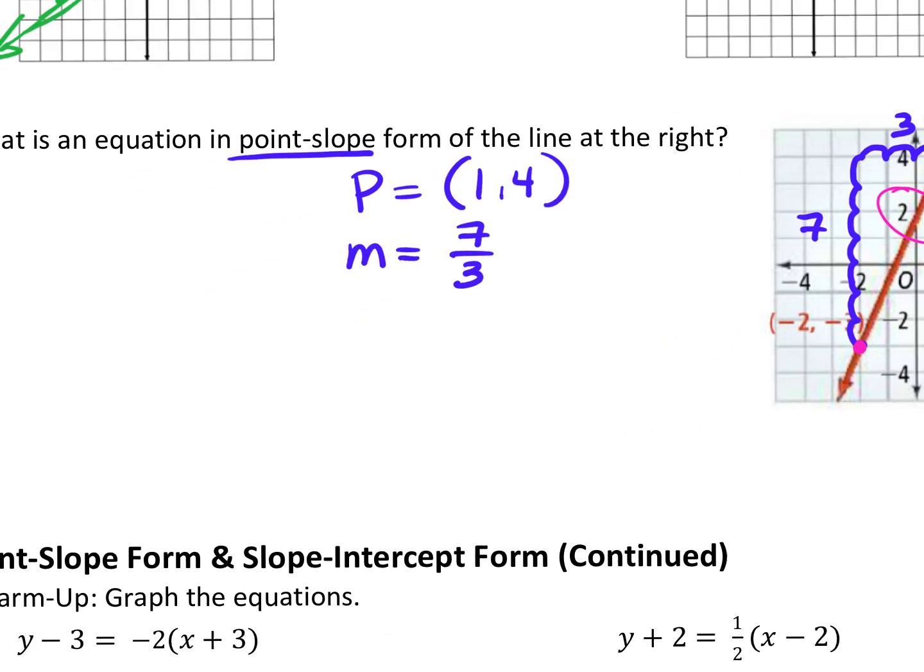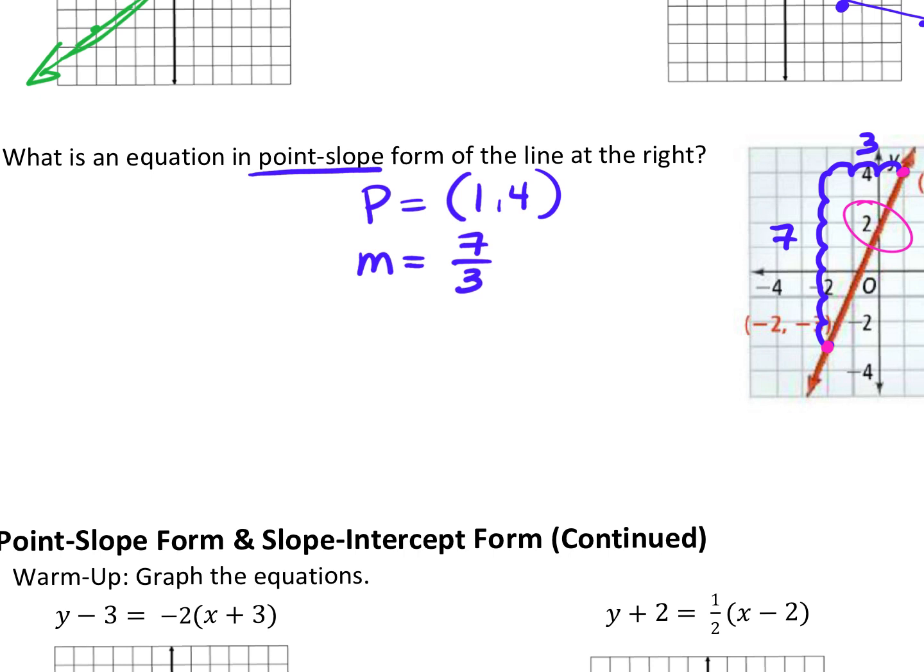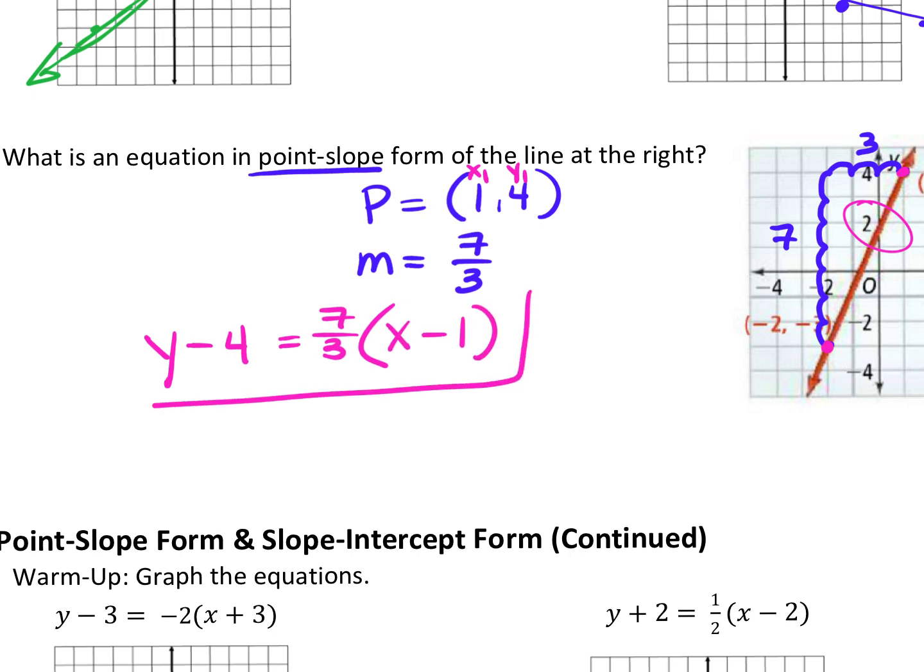Okay, so you have a point and a slope. How do you write the equation of the line? y what? Which is what? 4, right? This is your y1, this is your x1. So y minus 4 equals m, 7/3, times x minus 1. And you're done.